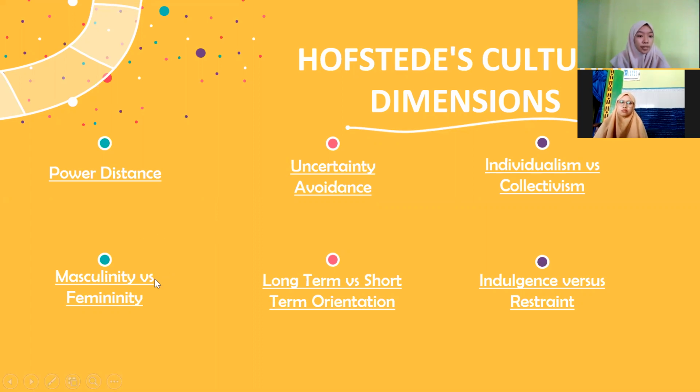Fourth, masculinity versus femininity, related to the division of emotional roles between women and men. Fifth, long-term versus short-term orientation, related to the choice of focus for people's effort. And sixth, indulgence versus restraint, related to the gratification versus control of basic human desires related to enjoying life.